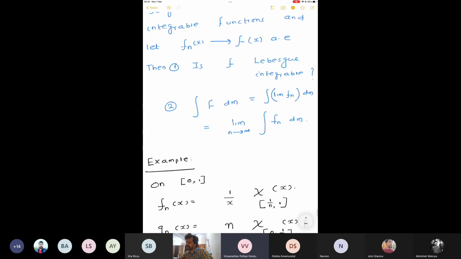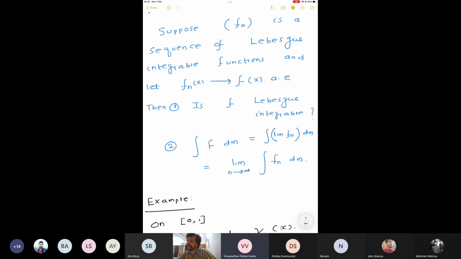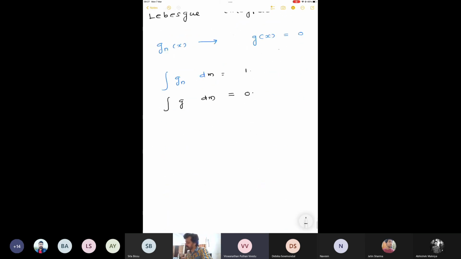So the answer to the questions that we ask is negative for both of them. However, with mild conditions that you impose on fn's, possibly on f and so on, you will see that these questions have a positive answer. And that's what we are going to discuss next through a series of theorems, at least 4 theorems.